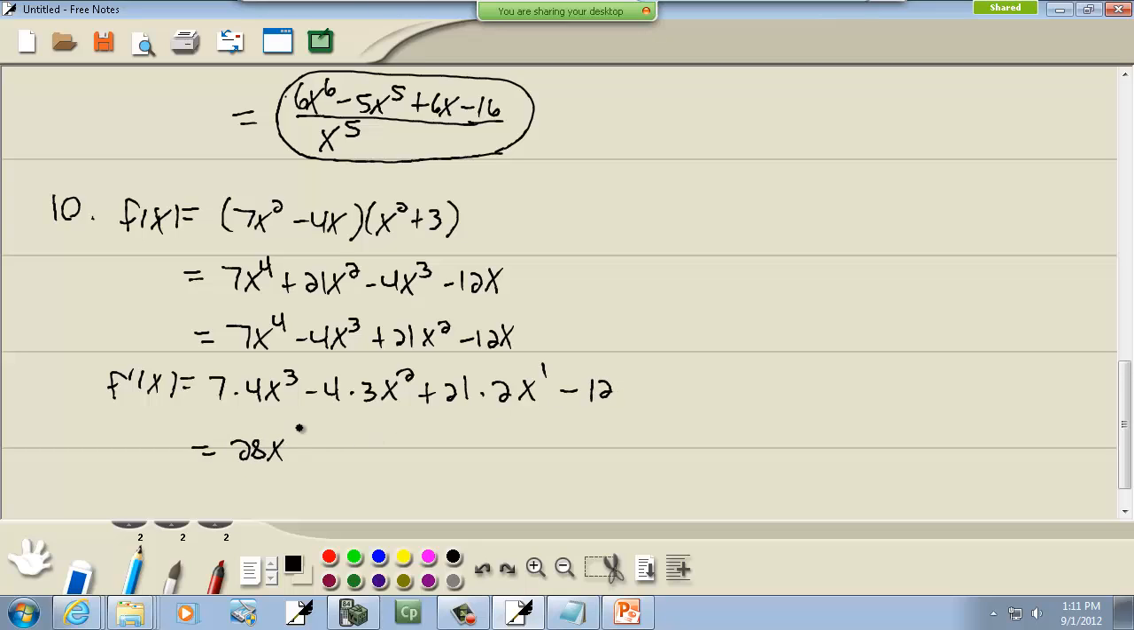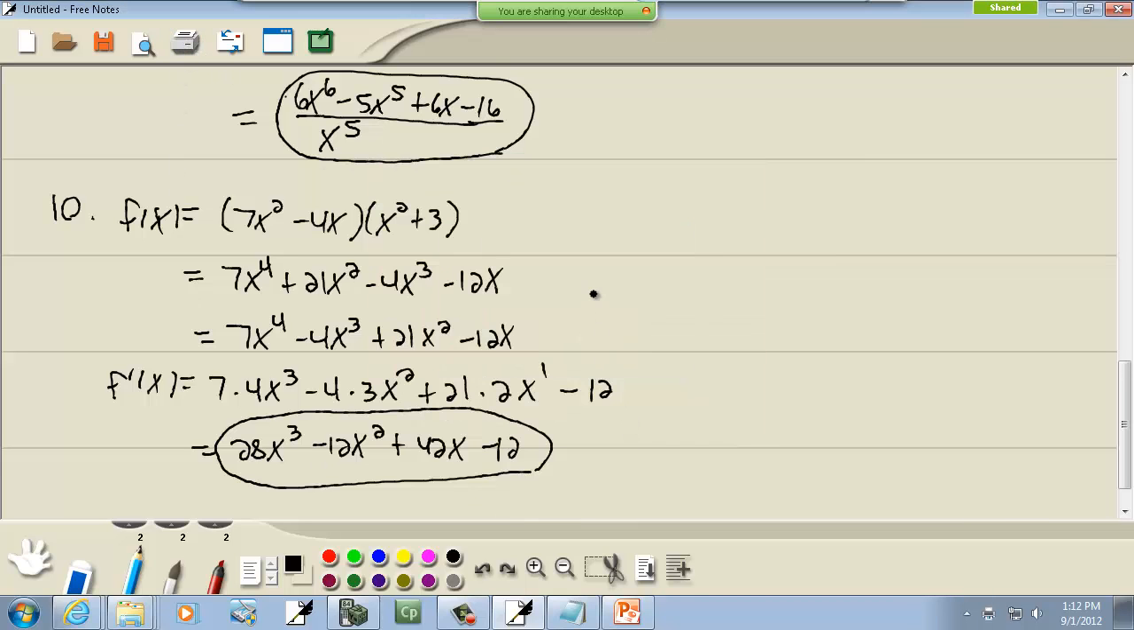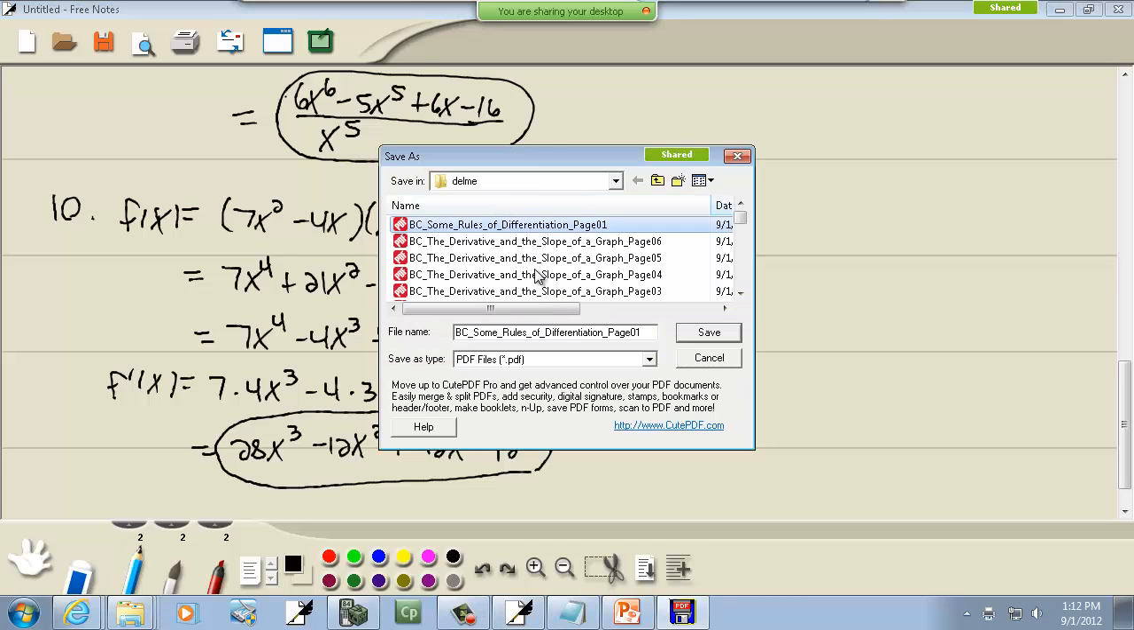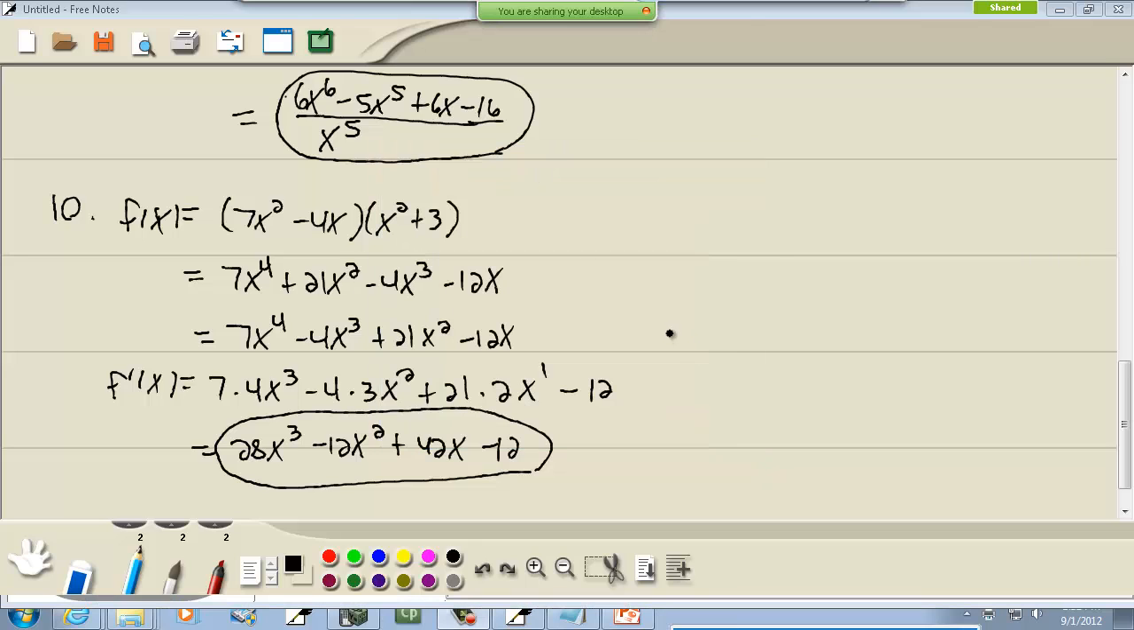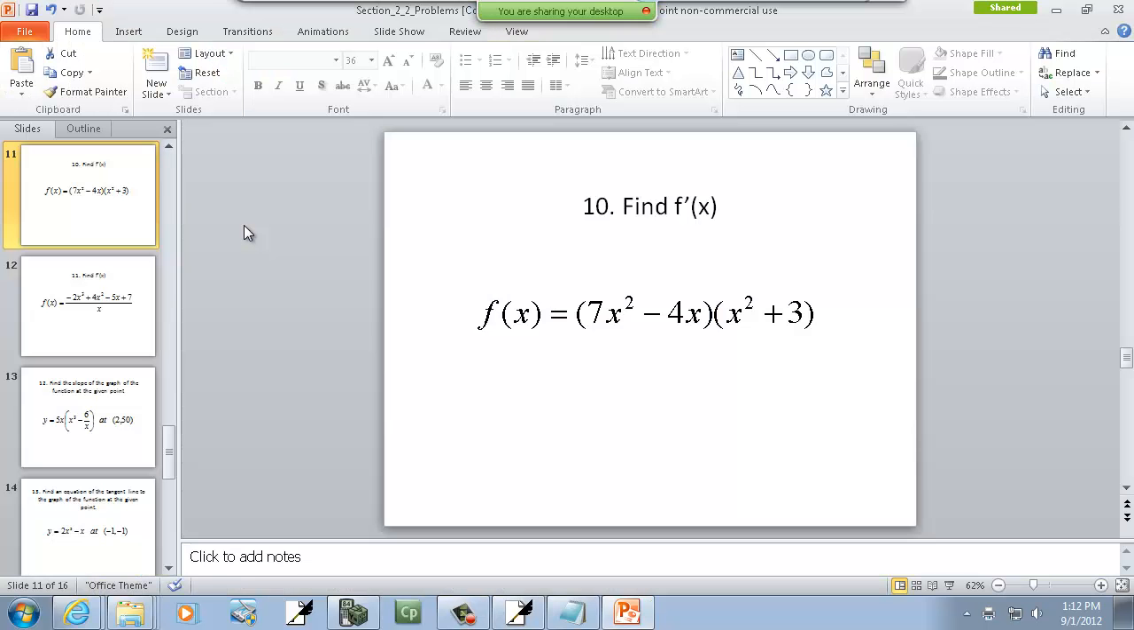So we got 28x to the 3rd minus 12x squared plus 42x minus 12. And that's your answer. So let me save that page. There we go. And let's look at the next problem.